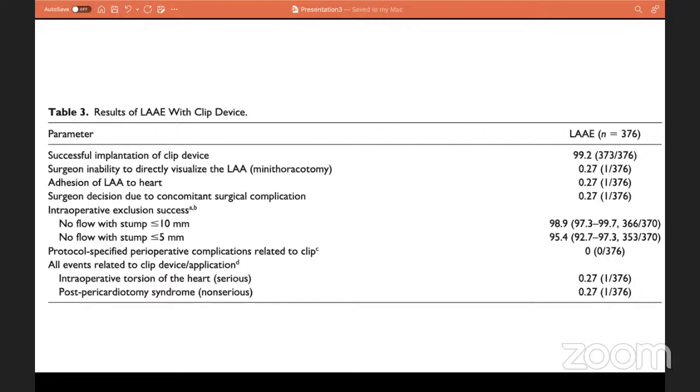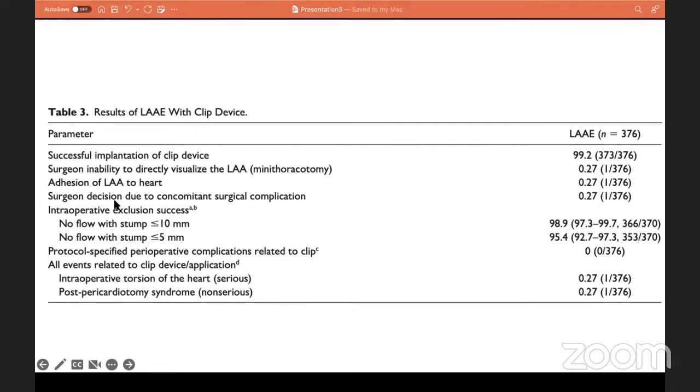This table shows us the result of left atrial appendage exclusion with the clip device. We have 3 patients who did not get the AtriClip. In the AtriClip intervention arm, we have 376, so 3 subjects did not receive it. The reasons were the surgeon's inability to directly visualize the left atrial appendage, due to minithoracotomy and adhesions of the left atrial appendage, and surgeon decision due to concomitant surgical complication.